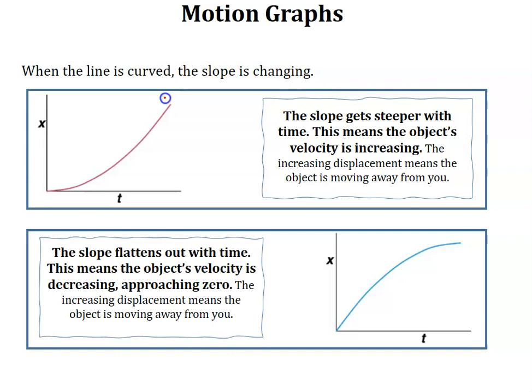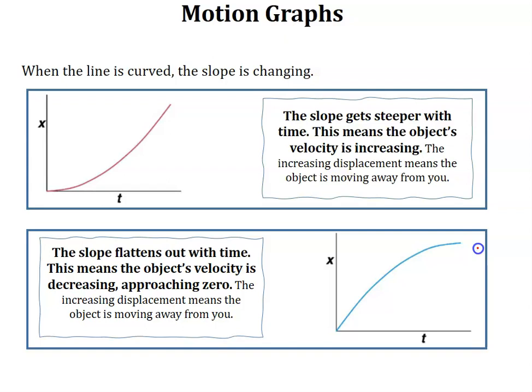In the second example, the slope is flattening out over time. So we start with a relatively steep slope, and we end up getting it flatter and flatter or approaching zero. So in this case, the velocity is getting smaller. It's slowing down, but the increased displacement still means that the object is moving away, or that we would have a positive velocity.